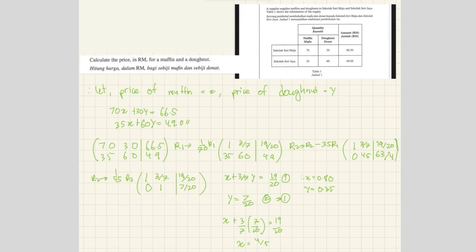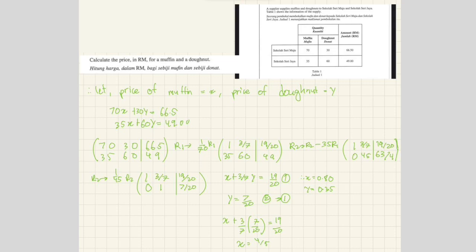Okay, now for question 2. A supplier supplies muffins and donuts to Sekolah Sri Maju and Sekolah Sri Jaya. Table 1 shows the information of the supply. Calculate the price in ringgit for a muffin and a donut. First, we let the price of a muffin equal to x and the price of a donut equal to y. So from the table, we get the equations 70x plus 30y equals 66.5 and 35x plus 60y equals 49.